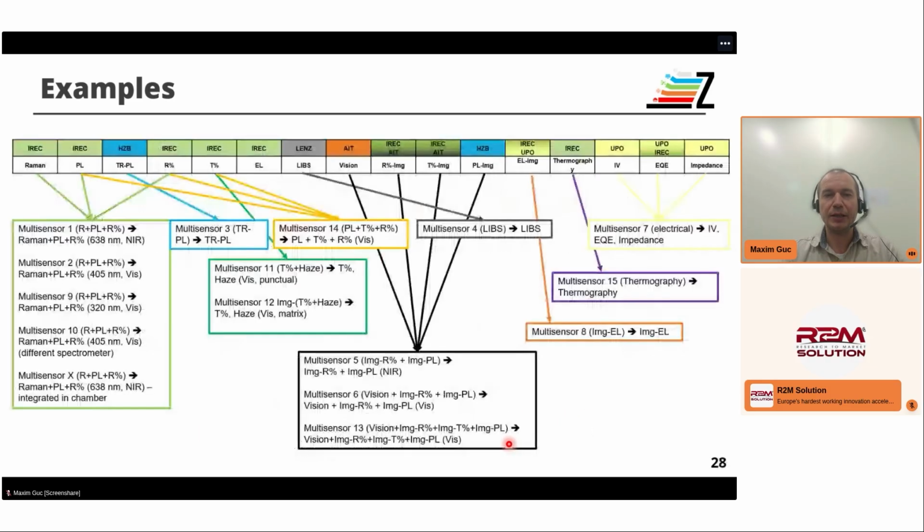And while taking into account all these techniques, we have developed a set of different multi-sensors, or sensors, that implement different techniques. And if I'm not wrong, inside the project we finally developed around 30 different sensors, with different configurations, adapted to different production lines, to different production processes.